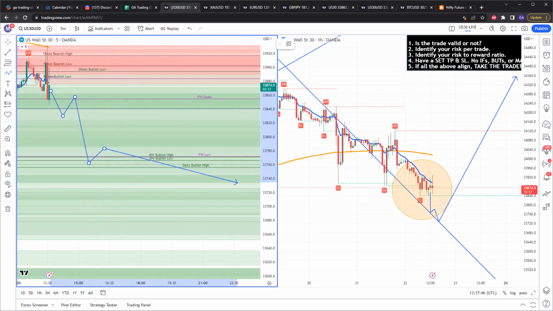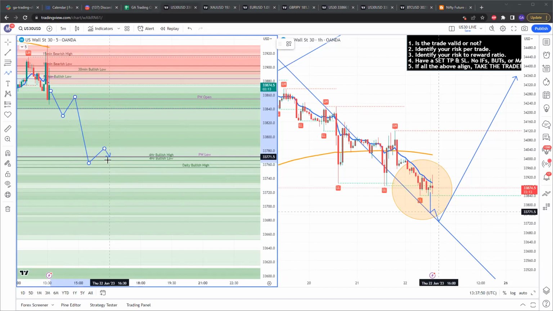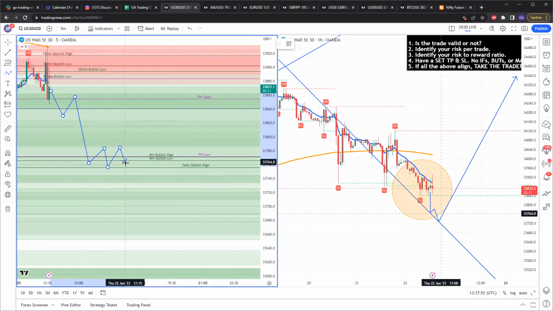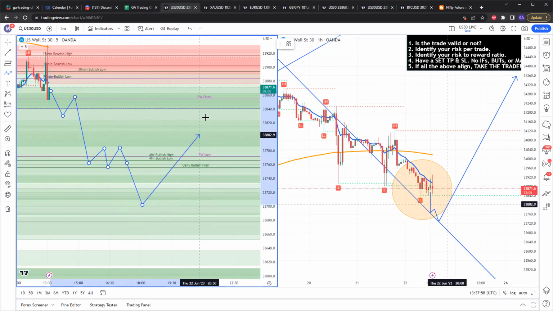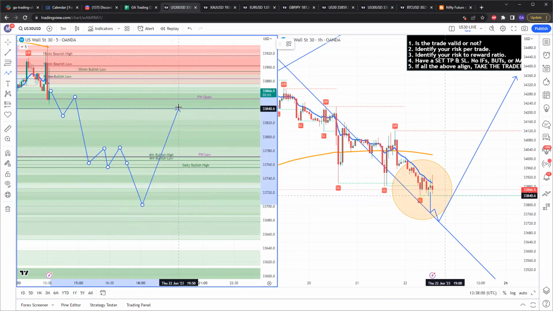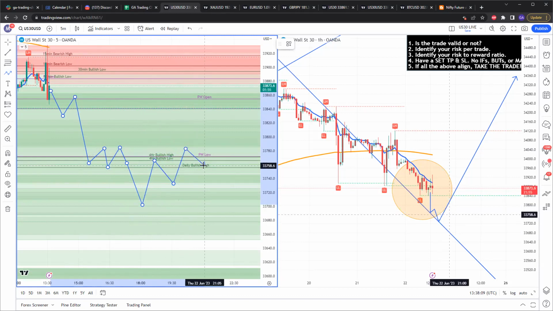Like what we've been learning, and this came from Steven, we might have accumulation, manipulation, so they can fake people out, stop out the smart people like us who anticipate the buy from around 33,760, and then guess what? Bring price all the way back up. When price closes above this 4-hour bullish high and daily bullish high, price will literally spike to the upside and take off all that liquidity to the upside.